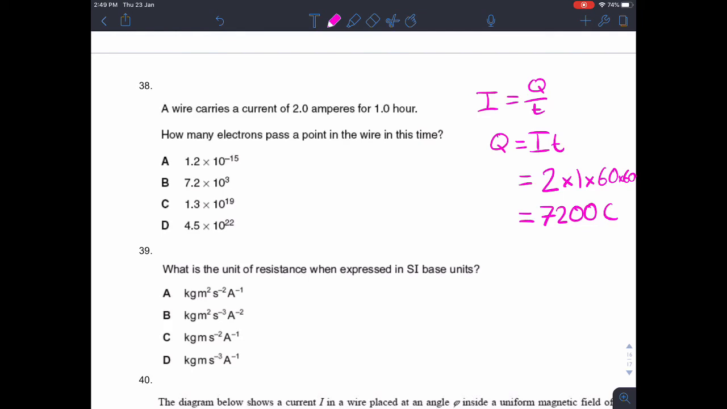How many electrons is that? The charge on one electron is 1.6 times 10 to the minus 19 coulombs, so 7,200 coulombs divided by 1.6 times 10 to the minus 19 gives you an answer of 4.5 times 10 to the 22 electrons.